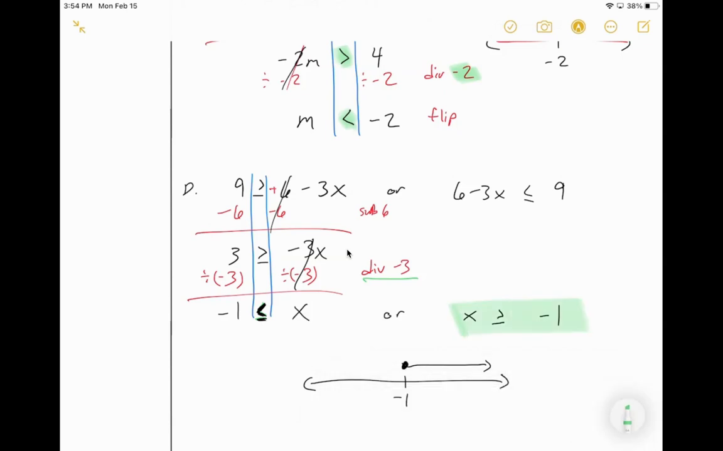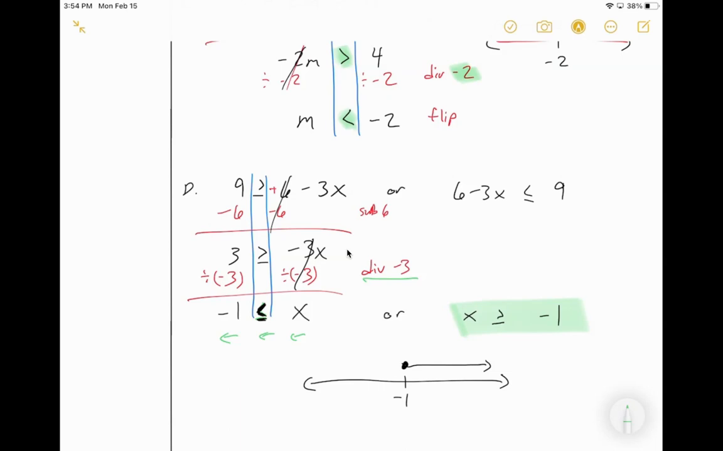So make sure that you graph that, right? And if you want, you can read this one backwards. That's a good strategy, is saying this is x is greater than negative 1. See that? So I like to say read from the variable.